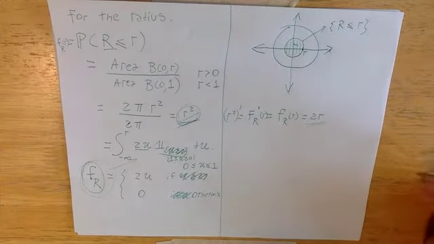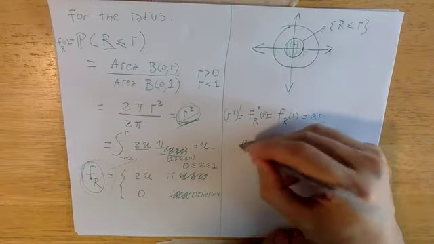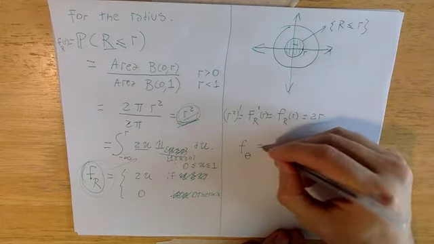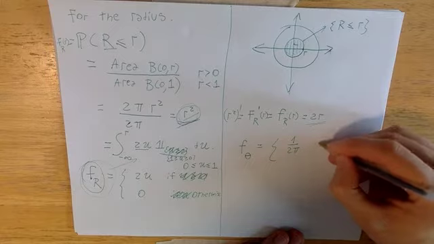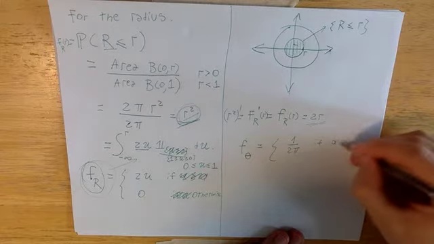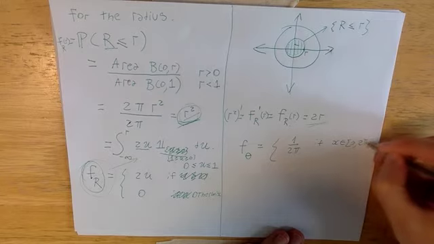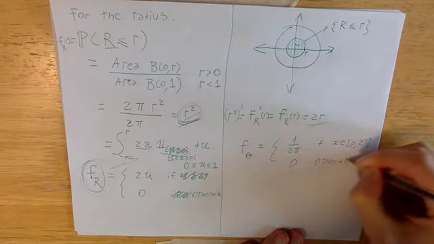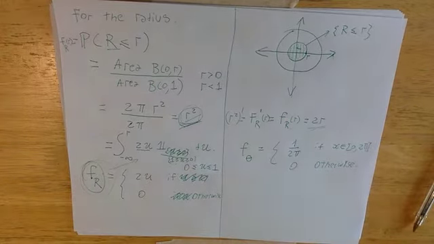So the angle is uniform. The distribution for f_theta is going to be equal to 1 over 2 pi if x is in 0 to 2 pi, and it's going to be 0 otherwise. So this is the uniform distribution between 0 and 2 pi.